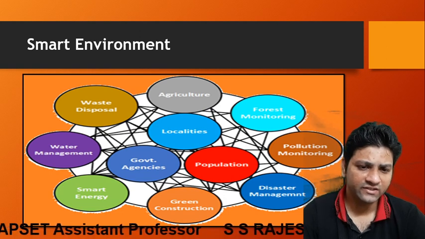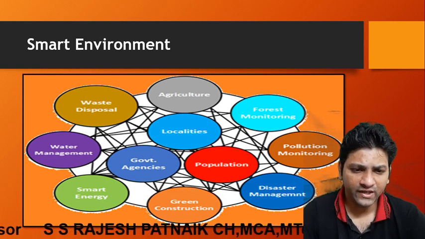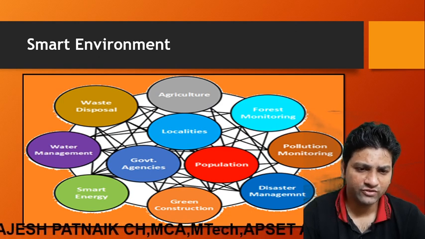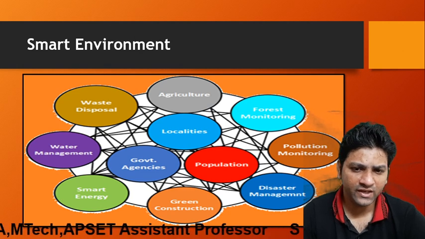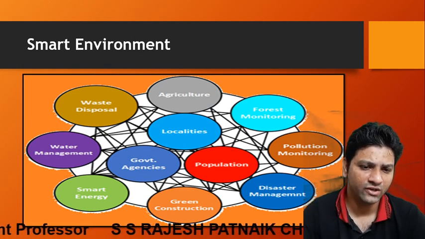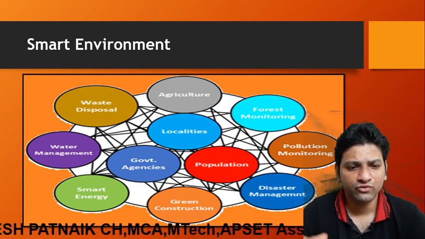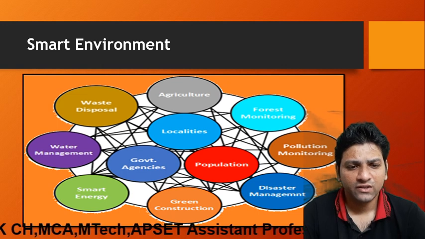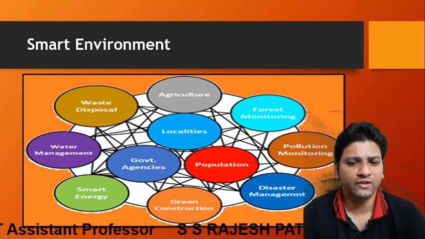In the agricultural area also, they want to find how much crop was developed in a particular area, and all these things are maintained and monitored by the government agencies. And nowadays the people are also smart. They are using different types of smart environmental services.